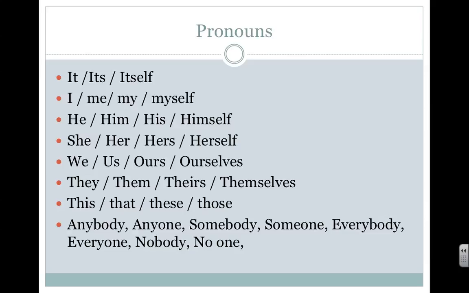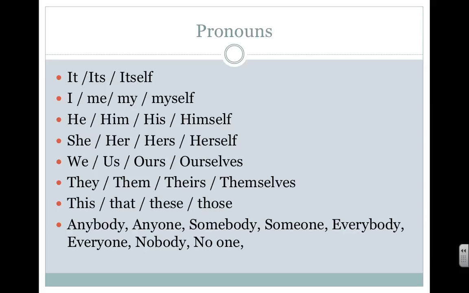Most of the time, really, the best way to identify a pronoun is simply to memorize them. And that really isn't all too complicated, given that it kind of follows the same pattern for each type of person. So if you're talking about yourself, we've got I, me, my, myself. Similarly, if you're talking about another person that's a guy, he, him, his, himself. Another person that's a girl, she, her, hers, herself.